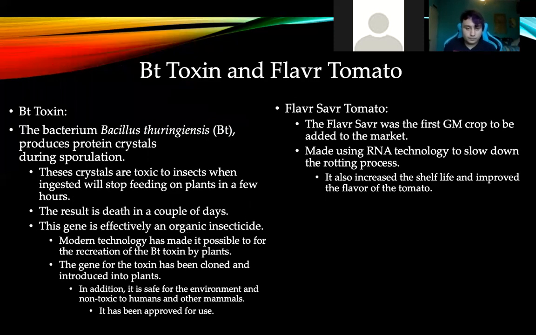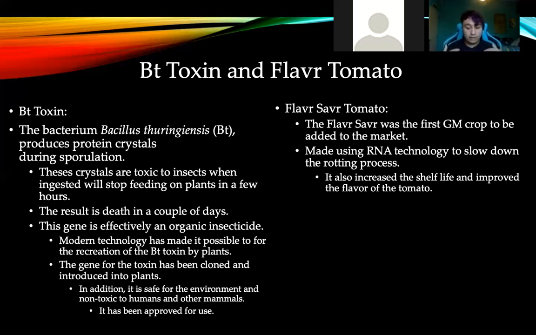Next slide, please. Okay, so Bt toxin and the Flavr Savr tomato. Okay, so Bt toxin. The bacterium Bacillus thuringiensis, again, I apologize for my pronunciation. This toxin produces protein crystals during sporulation. These crystals are toxic to insects, and when ingested, these insects will stop feeding on plants in only a few hours. And the result is the death of the insect a couple days later. The gene is an incredibly effective organic insecticide.